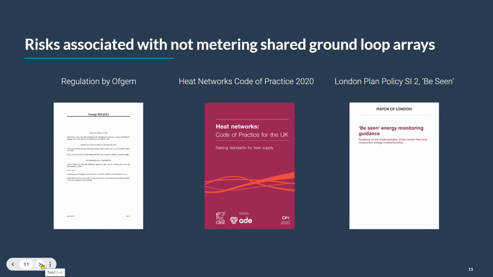CP1 2020, so we've just mentioned this, the Heat Networks Code of Practice 2020, published by CIBSE and the Association for Decentralised Energy. CP1 2020, as it's more commonly known, is a comprehensive document that outlines how to design, build, and manage well-performing heat networks. It's not a legal requirement to follow this, but it is strongly recommended. And with Ofgem using it as a basis for these technical standards, I think it's prudent to consider it as fairly mandatory. CP1 2020 is, I think, 229 pages long, and it has a full list of the do's and don'ts for heat networks.